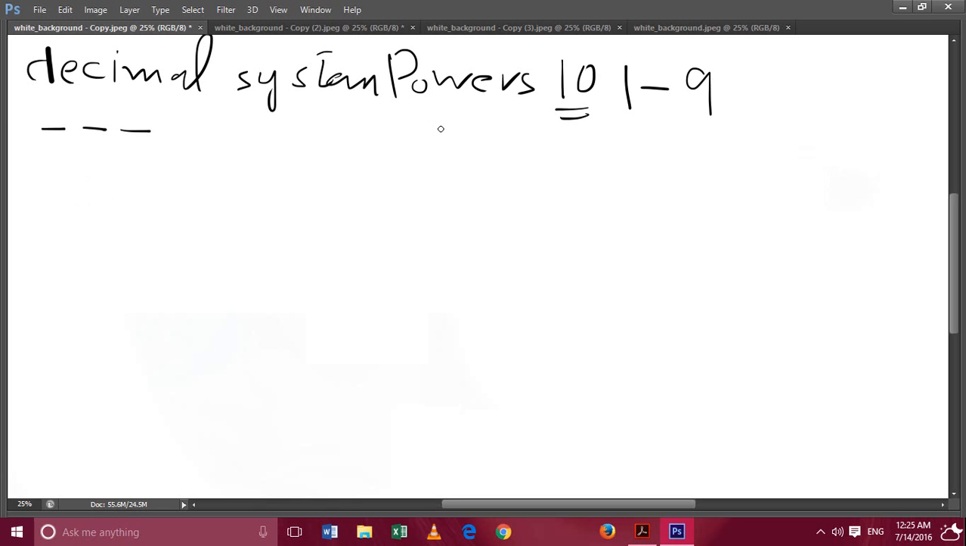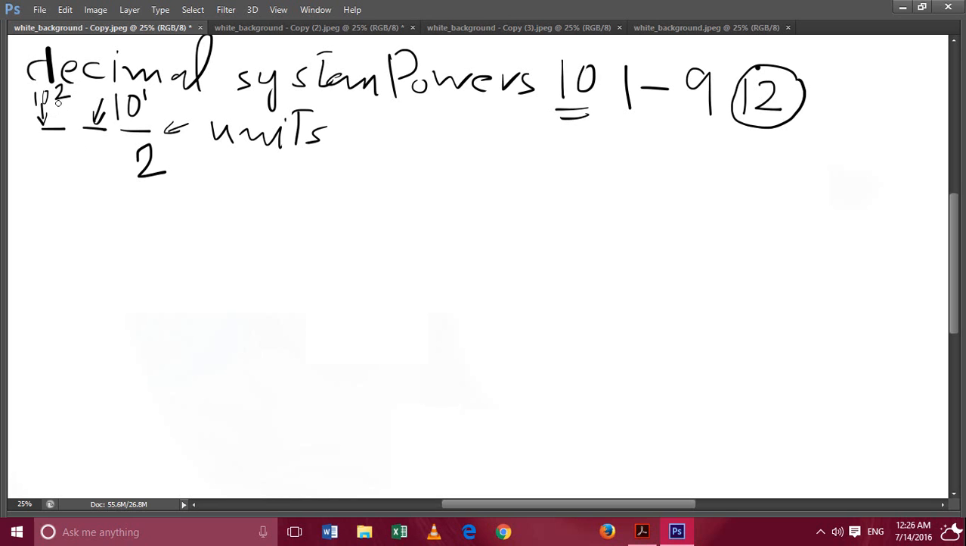Let's say that we want to express the number 12. To do that, we put 2 in the units place. We'll call this the units place. This second place is the tens place, or the place with a value of 10 raised to the power of 1. This place here has a value of 100, or 10 raised to the power of 2.